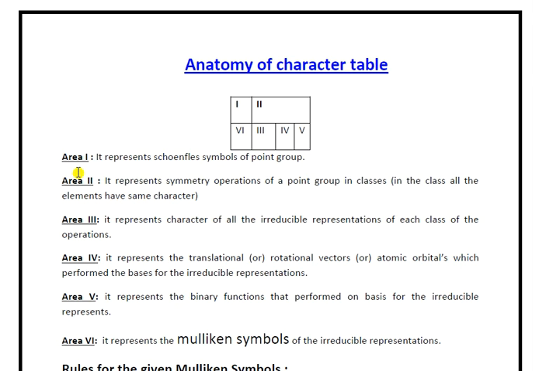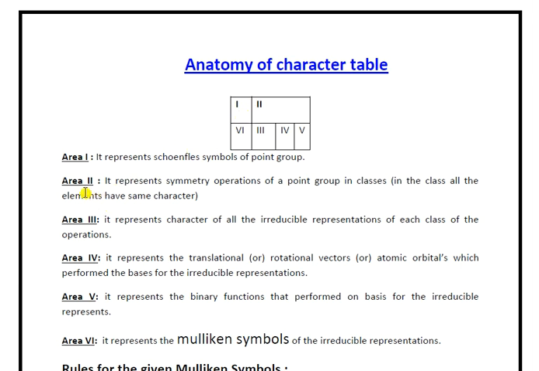If we see the individual regions, Area 1. In Area 1, we observe point group symbols. It represents the symbols of the point group like C2V, C3V or D3H, D infinity H, like that. Those point groups are placed in this area.